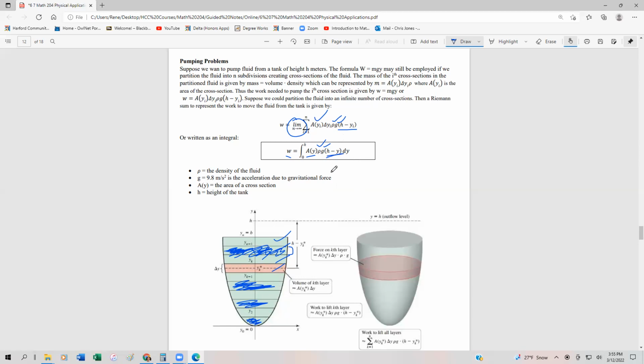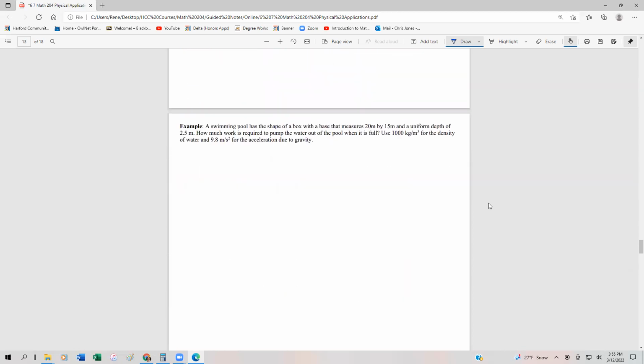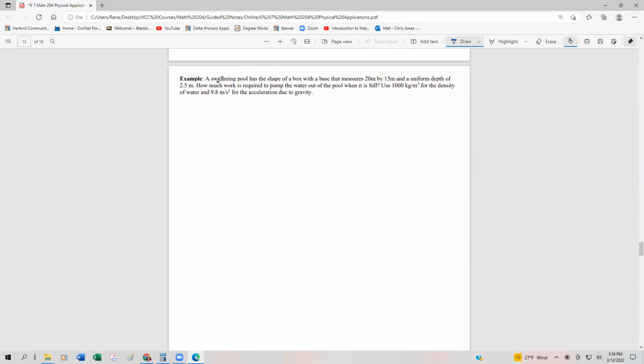All right, so let's take a look at a number of examples of fluid force types of problems. We'll start off with something pretty easy. We have a swimming pool, the shape of a box, that has a base and measures 20 by 15 by 2.5 meters. How much work is required to pump the pool out when it's full? It tells us that we should use 1,000 kilograms per meter cubed for the density of water and 9.8 meters per second squared for acceleration due to gravity.